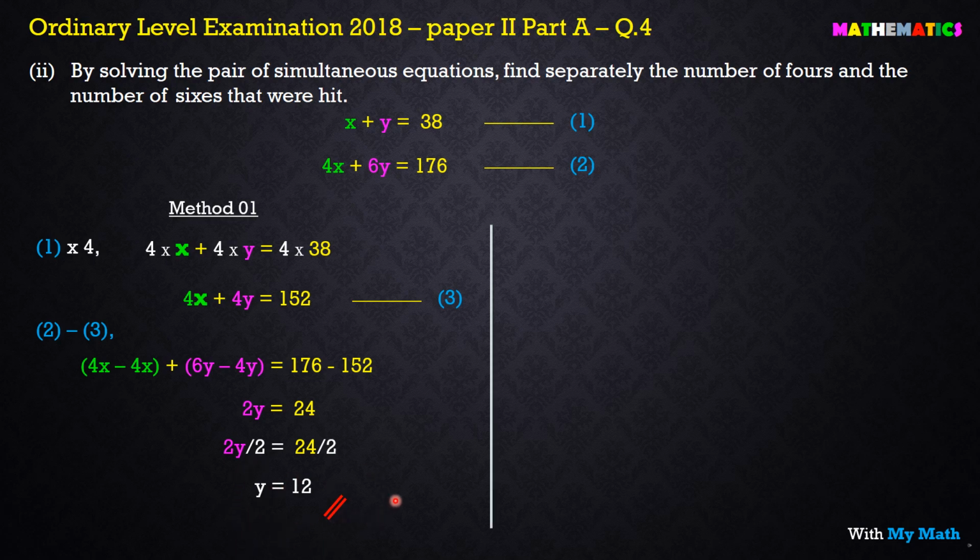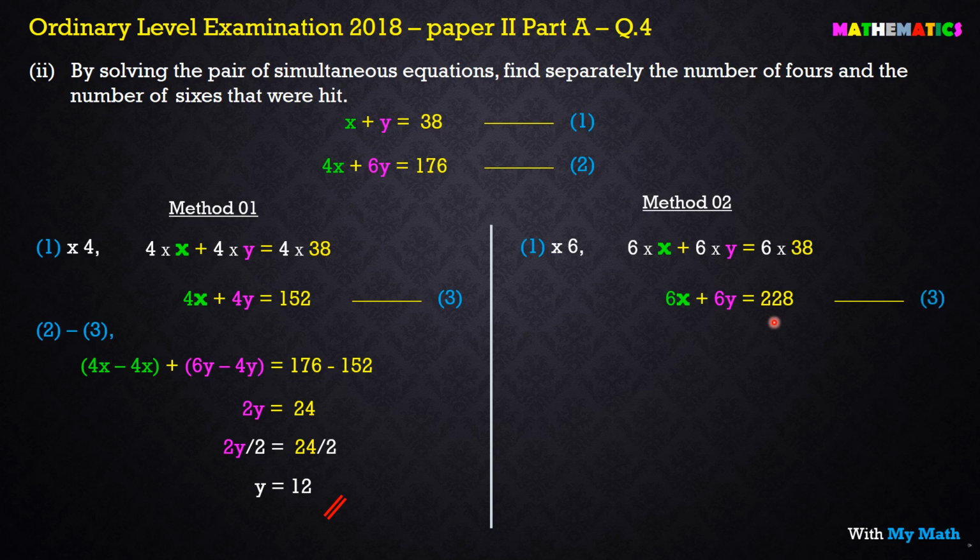The other method, I will show you as method 2. Then I am going to find x initially. When I am going to find x first, I have to remove y. In order to remove y, I have to make the coefficients of y similar. So in order to make them similar, I have to multiply equation 1 by 6. So I will show you here 1 into 6. Then it gives us this: 6x plus 6y equals 228, and I name it as 3.